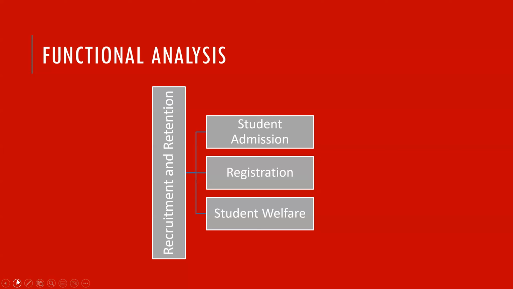So in the Robbins and Woolman article, one of the functions that they decided their university was carrying out was recruitment and retention. And they also felt that this function could be broken down into student admission, registration, and student welfare. So then they would say, okay, which one of these is the most important? If we had to say this is the most important, this is the next, and this is the third most important, then functional analysis would say, let's really focus on collecting records related to student welfare and not worry so much about registration or student admission.